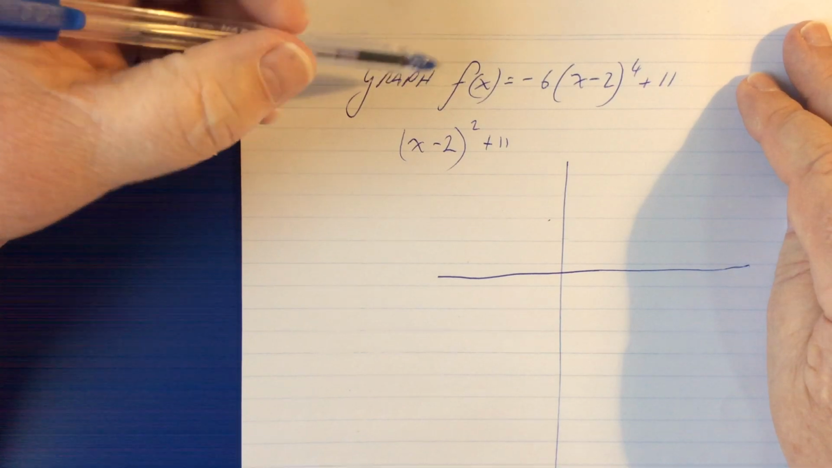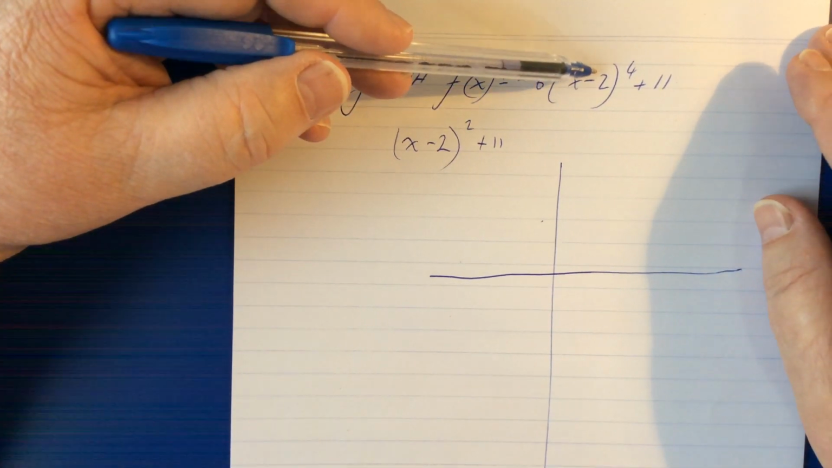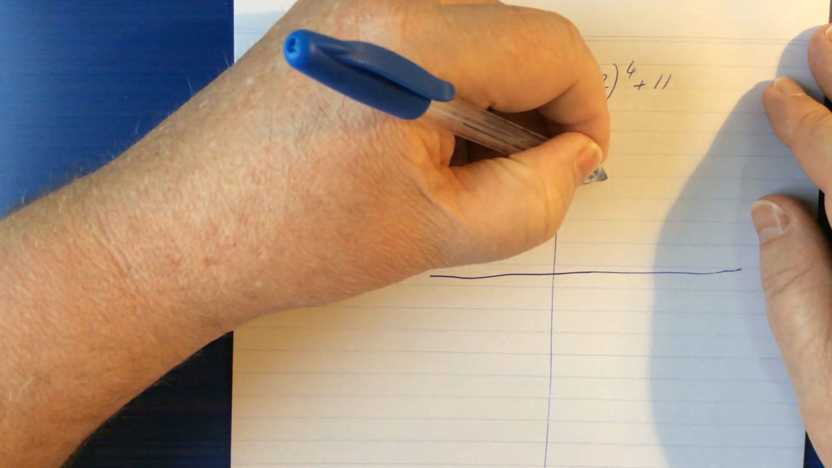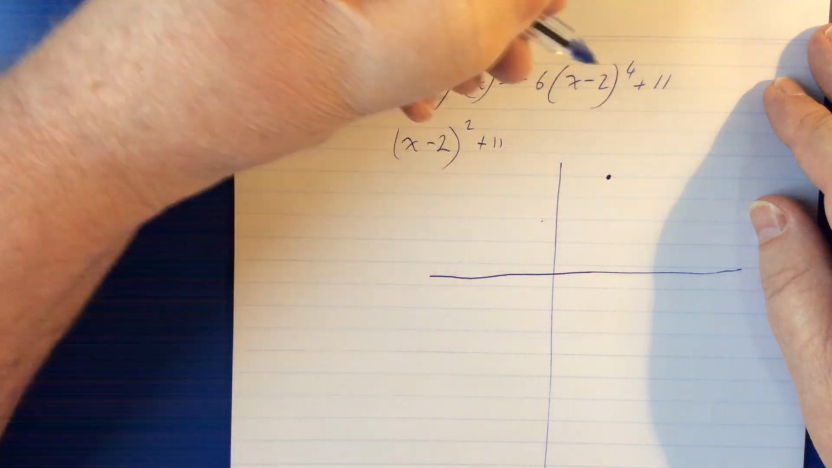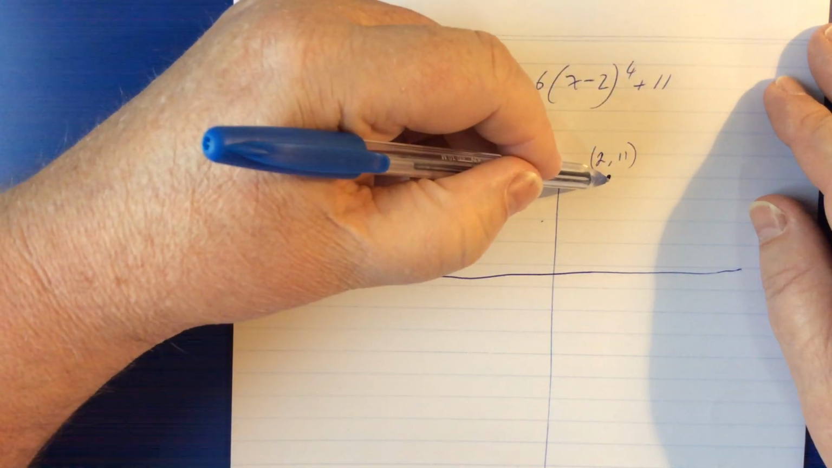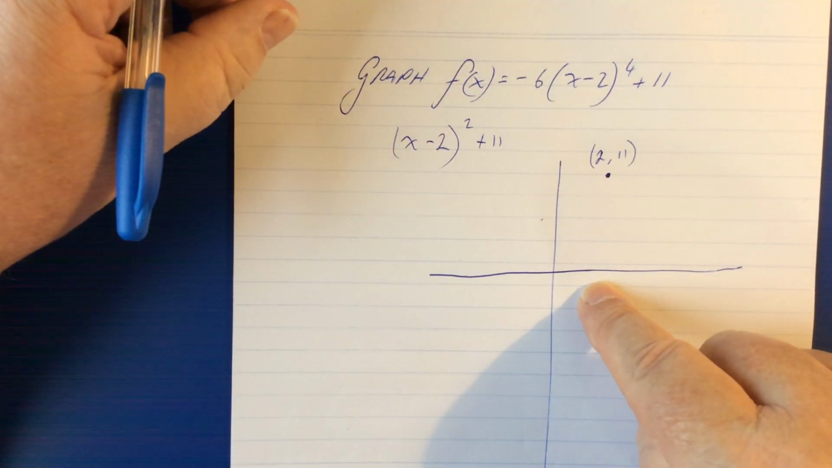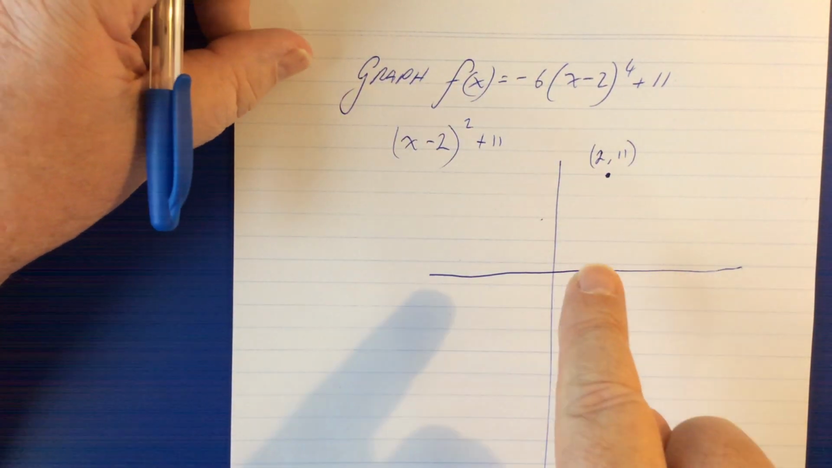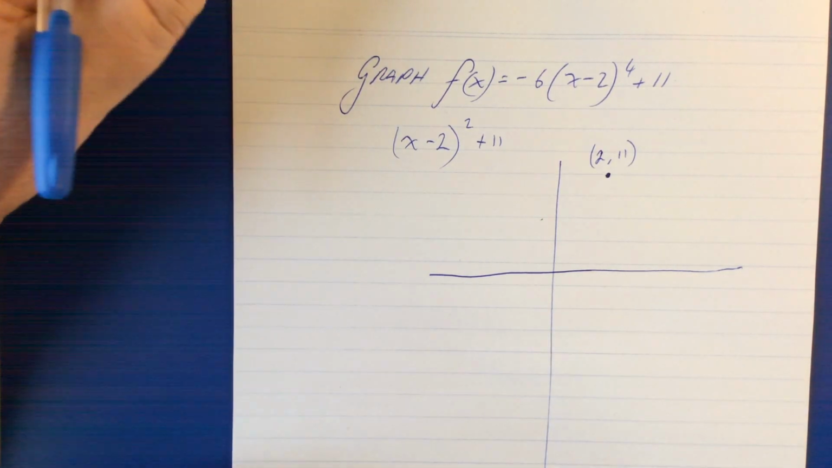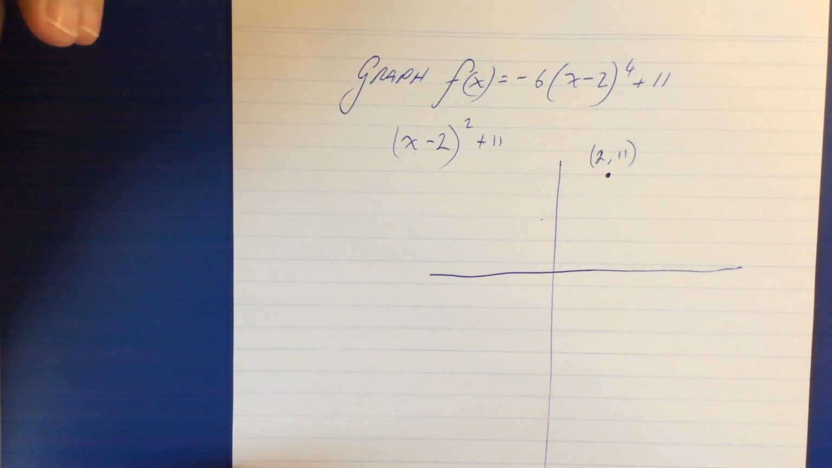Okay. So, first things first, let's find the maximum in this case, which is 2, 11. So 2 across and 11 up. This is not to scale, but I will put in the coordinates. Now this thing will stream off down in this direction, pass through the x-axis twice. We're going to have to work out those coordinates. We're also going to have to work out the y-intercept, which I'm going to do now.